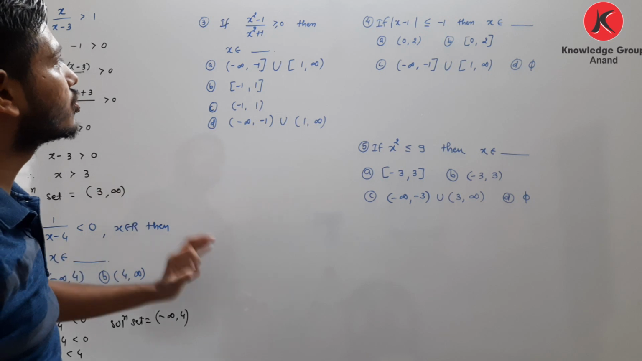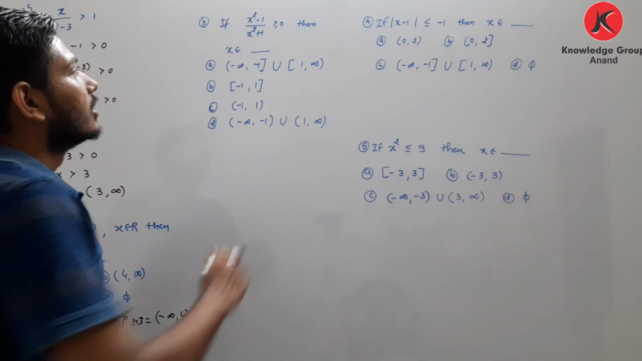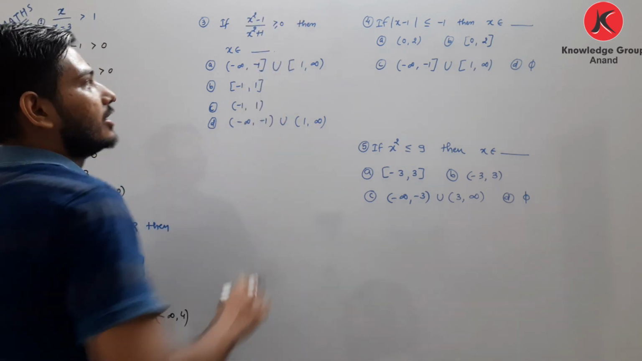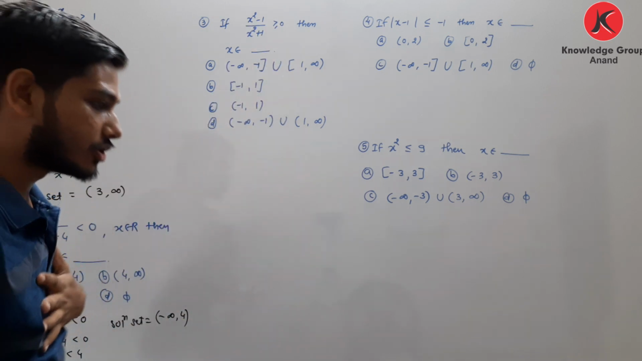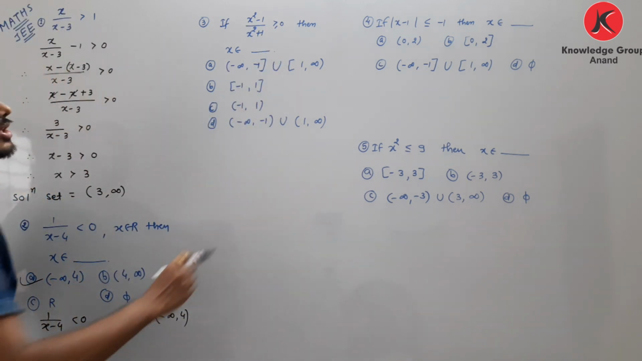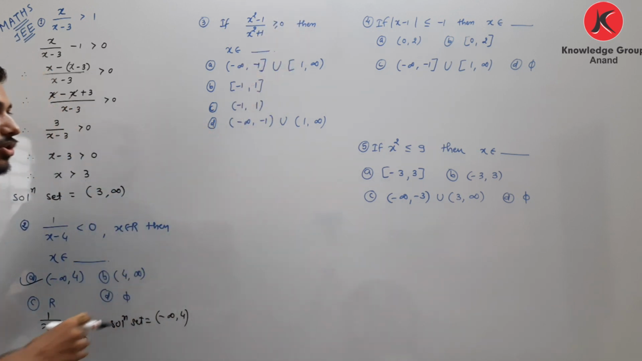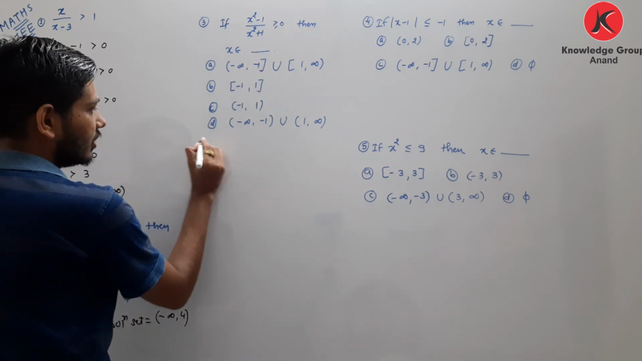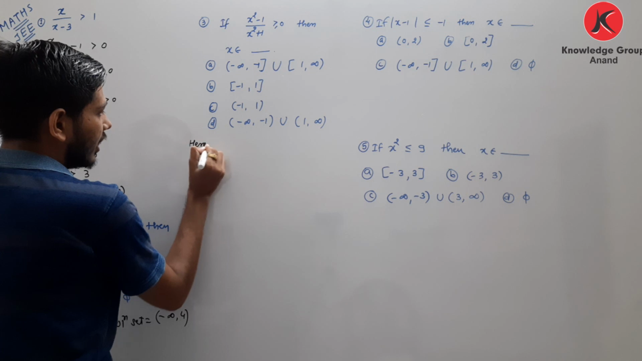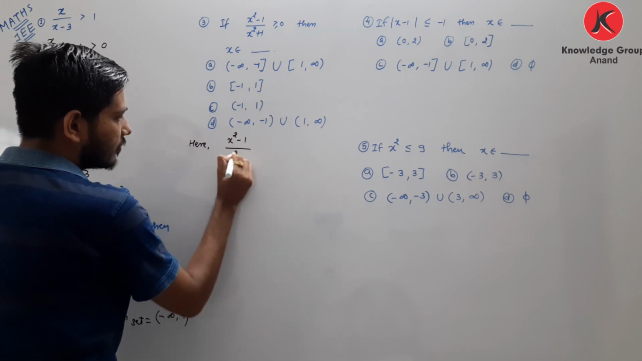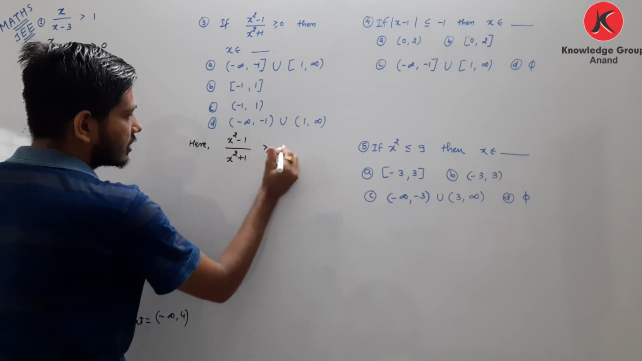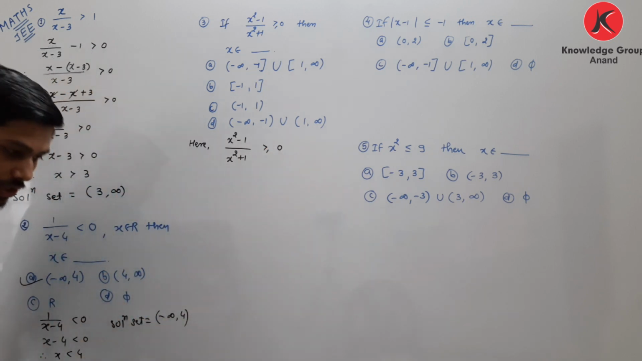You have to convert the right hand side to be equal to 0. Here the right hand side equal to 0 is already there. Here x square minus 1 divided by x square plus 1 is greater than or equal to 0.